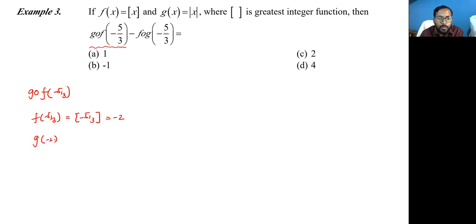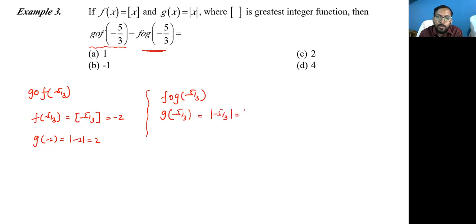Now g of minus 2 equals mod of minus 2, that equals 2. Now calculate the value of f of g of minus 5 by 3. For this we need to find g of minus 5 by 3, that will be mod of minus 5 by 3, that equals 5 by 3. So f of 5 by 3 equals GIF of 5 by 3, that equals 1.